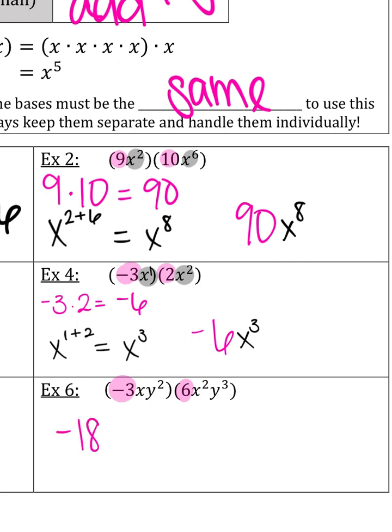Then I'm going to go to my x values, knowing that this x has an invisible 1 here. So x to the first power plus x to the second power is x to the third power. I just added those together. And then I'm going to go to my y values, and I'm going to write down my y. And I have y to the second power and y to the third power. 2 plus 3 is 5. So my final answer is negative 18 x to the third, y to the fifth.